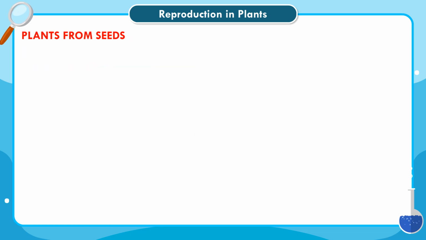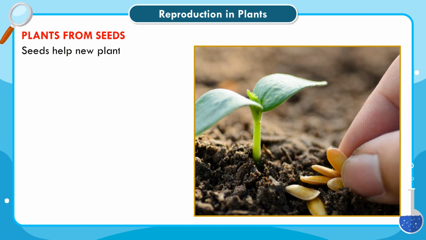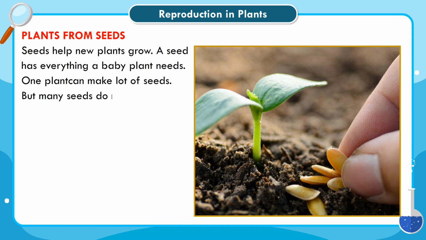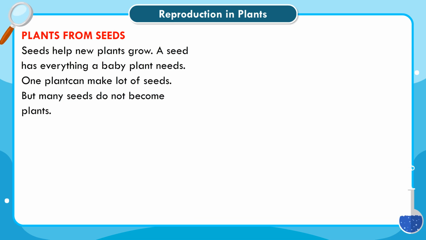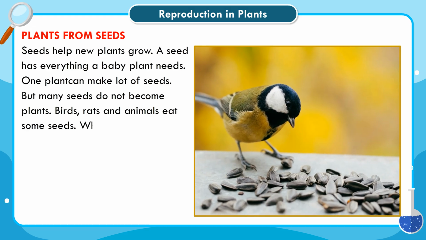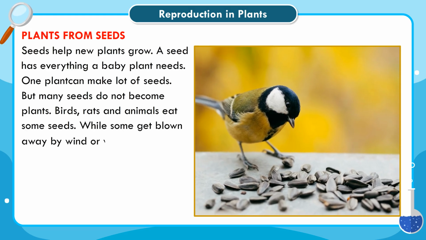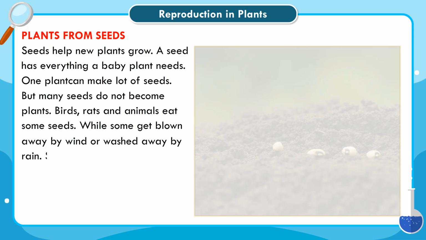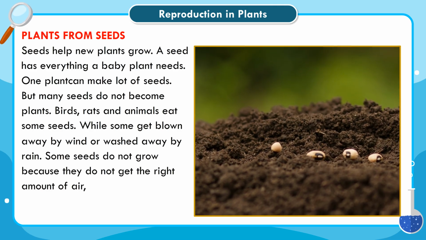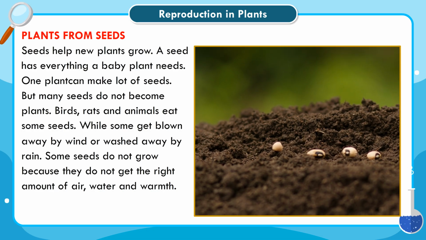Plants from seeds. Seeds help new plants grow. A seed has everything a baby plant needs. One plant can make lots of seeds. But many seeds do not become plants. Birds, rats and animals eat some seeds, while some get blown away by wind or washed away by rain. Some seeds do not grow because they do not get the right amount of air, water and warmth.